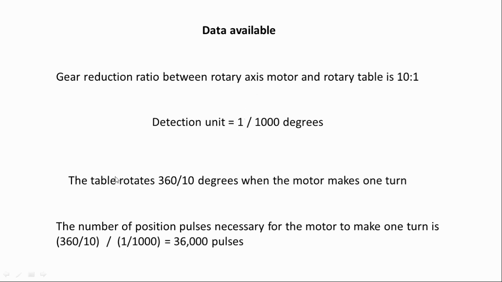So the table rotates 360 by 10 degrees when the motor makes one turn. According to these two values, the table will rotate this many degrees when the motor rotates one turn. By using these three data, we can calculate how many pulses are produced per revolution of the motor. That is, the number of position pulses necessary for the motor to make one turn is 360 by 10, again divided by 1 by 1000. Then we will get 36,000 pulses produced per revolution of the motor.